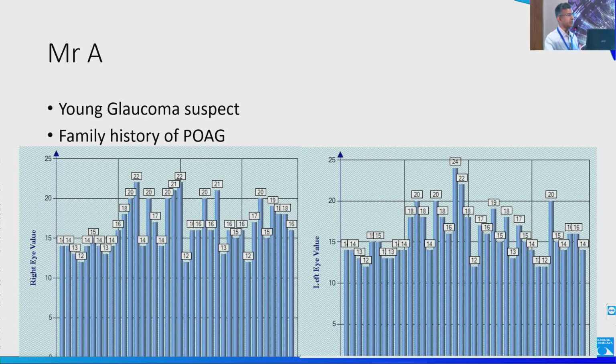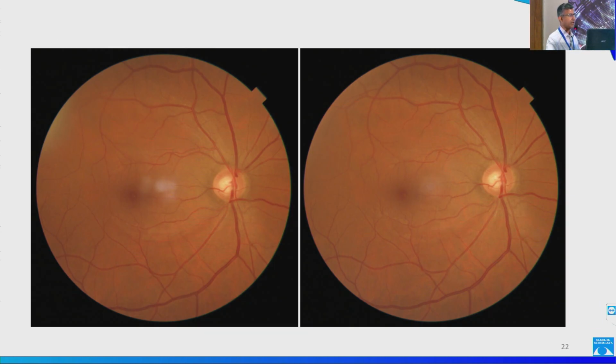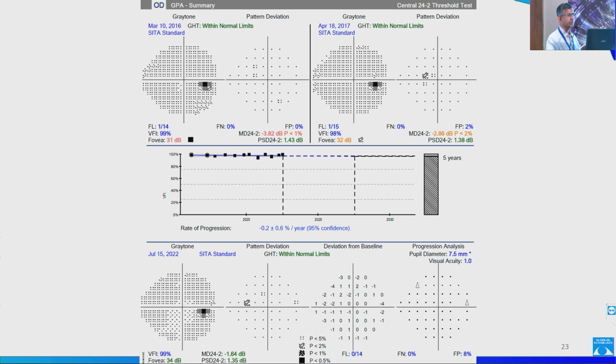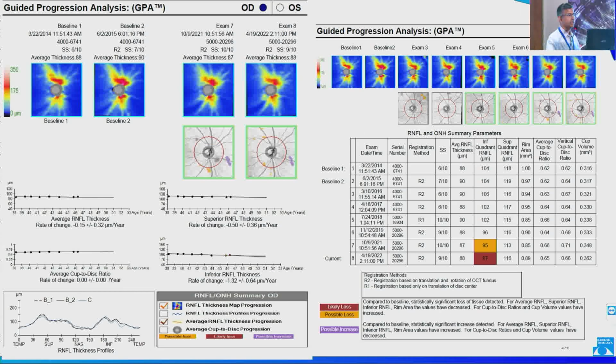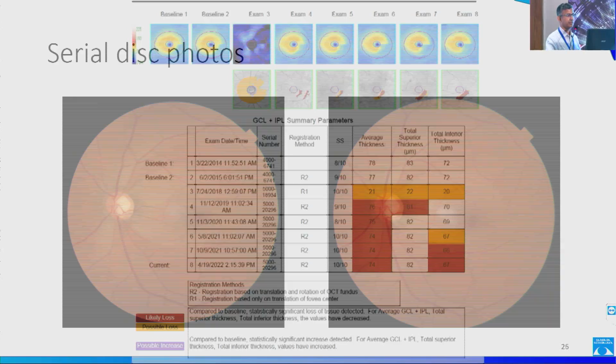So this is somebody who's a young glaucoma suspect with a family history of POAG. This is what his intraocular pressures have been like over time. You can see that he was fairly normal in the beginning, then he spiked to 22, 23 in between, and at that point we made decisions on treatment. These are his disc photos, how they looked in the beginning and how they look now. You can see definite nerve fiber defects in both eyes. This is his visual field over almost 8 years, and this is his OCT. You can see that the OCT is starting to show some changes in the inferior quadrant. The GCC is also beginning to show some changes in the inferior quadrant.